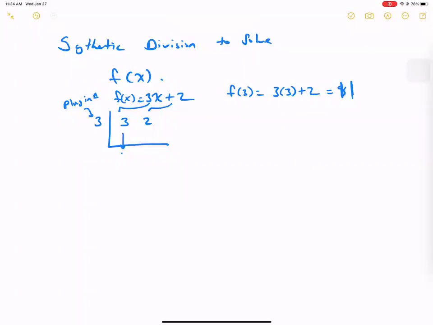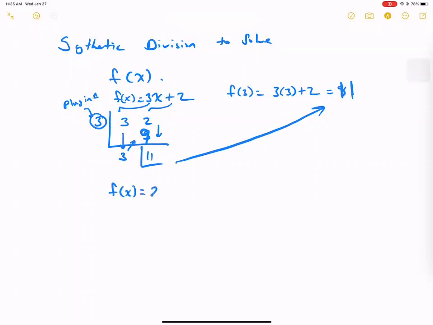Okay, so we're going to bring down the 3. We go up by multiplying by our key value. 3 times 3 becomes 9. And then we add down: 11. Draw a box. That's the same answer we have here. Okay. I'm going to impress you guys some more. Maybe you're not impressed yet.